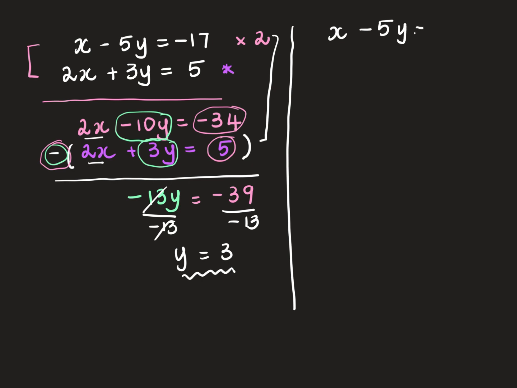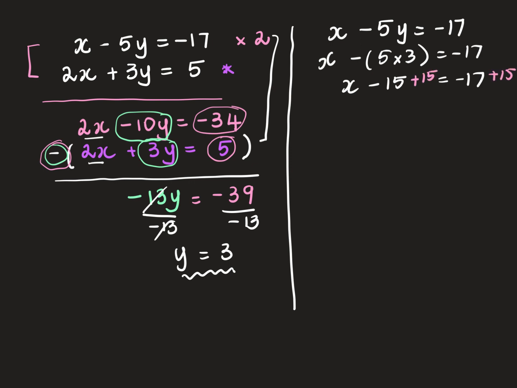x minus 5y equals negative 17, and I've got y equals 3. So we're going to go x minus 5 lots of 3 equals negative 17. x minus 15 equals negative 17. What's next? Add 15 to both sides. And I get x is equal to negative 2. So my solution to these equations is x equals -2 and y equals 3.